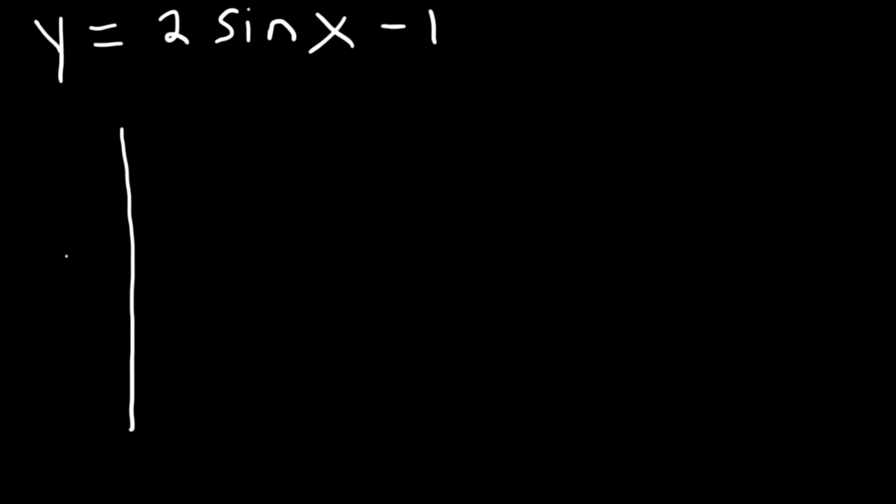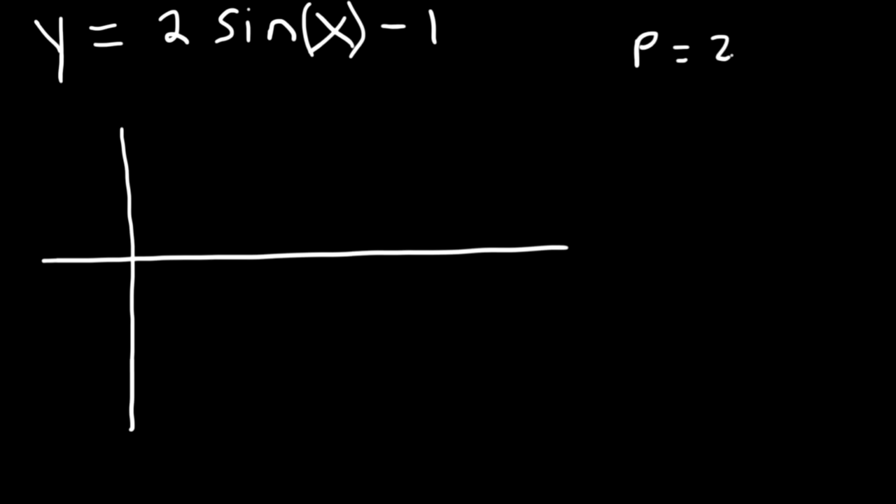Now let's move on to our next example. Let's try this one. Let's say that y is equal to 2 sine x minus 1. So feel free to pause the video and go ahead and graph it and identify the range of the function. So first, let's see what the period is. b is 1. The number in front of x is 1, so the period is 2 pi over b, or 2 pi over 1, which is just 2 pi.